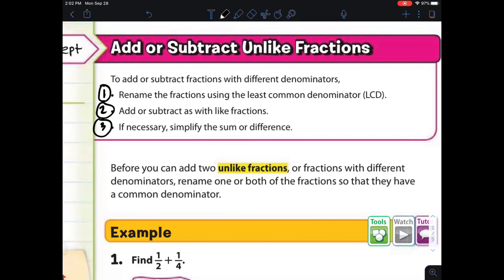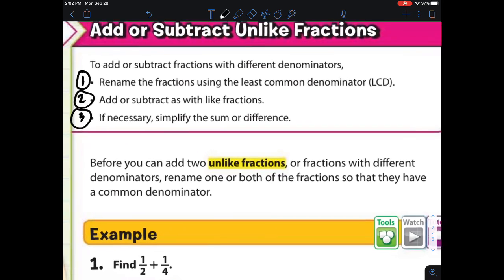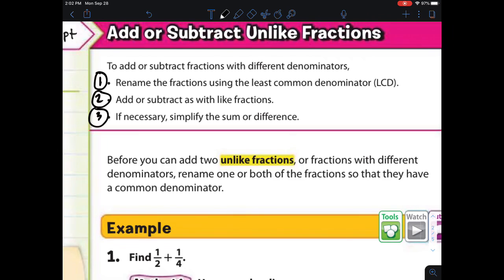Okay, so before we even add and subtract fractions, we need to know what unlike fractions are. Unlike fractions are fractions with different denominators. So when you have fractions with different denominators, you call them unlike fractions. What we need to do before we can add 2 unlike fractions is rename one or both fractions so that they have a common denominator. Okay, so how does this work?